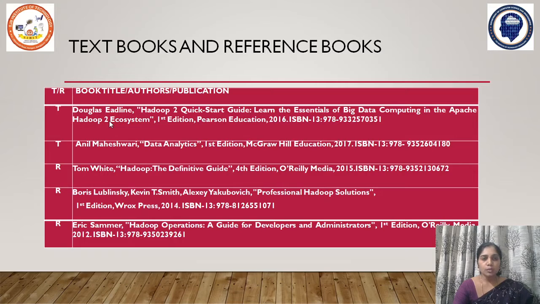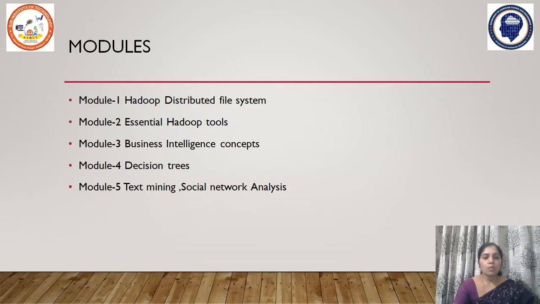So how are the modules divided in this big data analytics? Module 1 is Hadoop distributed file system, module 2 is essential Hadoop tools, module 3 is business intelligence concepts, and module 4 will have decision trees. We have different techniques, and then module 5 will have text mining, social network analysis, web mining, all these topics. All these techniques are put in module 5.